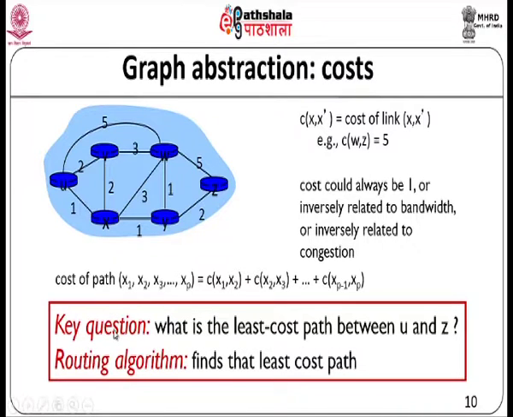So, the key question is, what is the least cost path between any two nodes u and z? The routing algorithm's job is to find that least cost path. So, we need a routing algorithm which allows us to find this path.